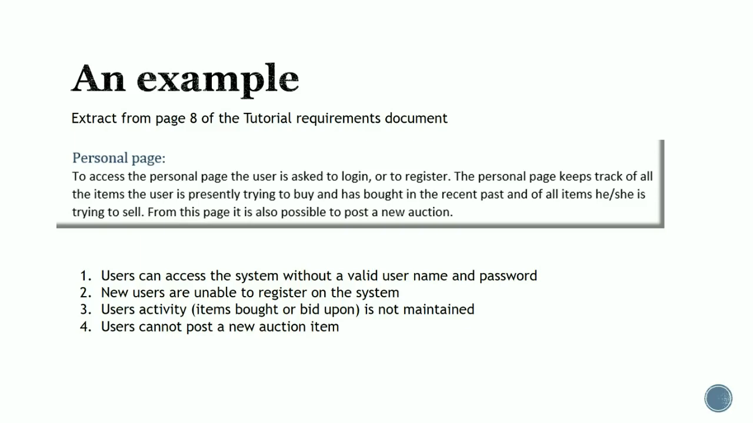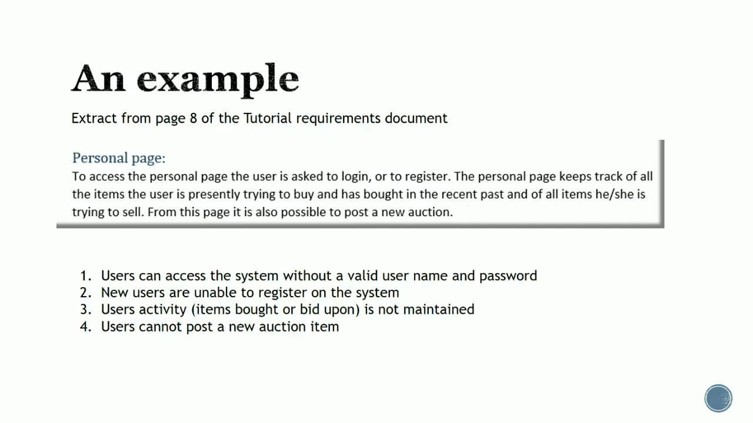Then we've got user activity. We're going to track all of the items the user is presently trying to buy or has bought in the recent past. So we need to make sure that the activity that they're talking about is saved on the system, and that it can be viewed on the system.